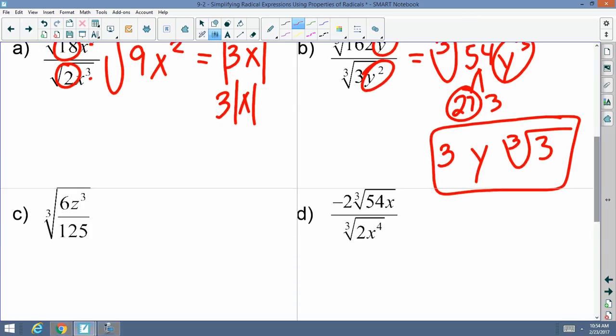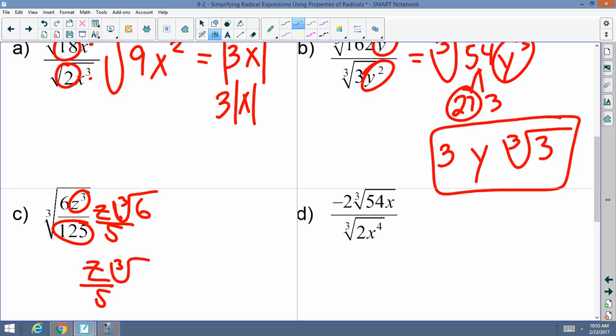How about this bad boy here? In this particular case, guys, I've got the cube root of 6 for sure, right? But what's the cube root of z cubed? So I could take a z out. And what's the cube root of 125 down here? So I can take a 5 out. So my answer is z fifths times the cube root of 6.